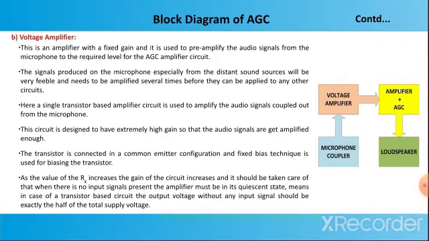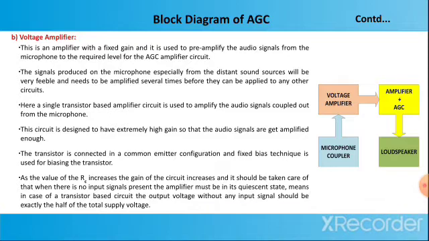Now the next block is the voltage amplifier. The voltage amplifier is an amplifier with a fixed gain, and it is used to pre-amplify the audio signals from the microphone to the required level for the AGC amplifier circuit. The signals produced by the microphone, especially from distant sound sources, will be very feeble and need to be amplified several times before they can be applied to any other circuits. Here a single transistor based amplifier circuit is used to amplify the audio signals coupled out from the microphone. This circuit is designed to have extremely high gain so that the audio signals get amplified enough.